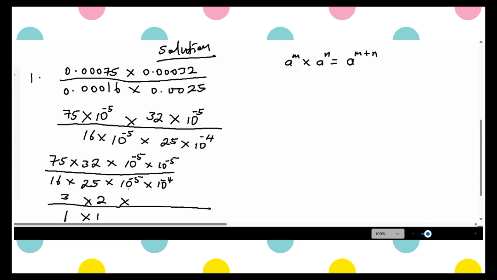So according to the rule of indices, that one is going to be written as 10 raised to the power minus 5 plus minus 5 will give us minus 10. Okay, and then here we're going to have times 10 raised to the power minus 5 plus minus 4 will give us minus 9. Okay, minus 9. Let me write it here so that it will be clear.